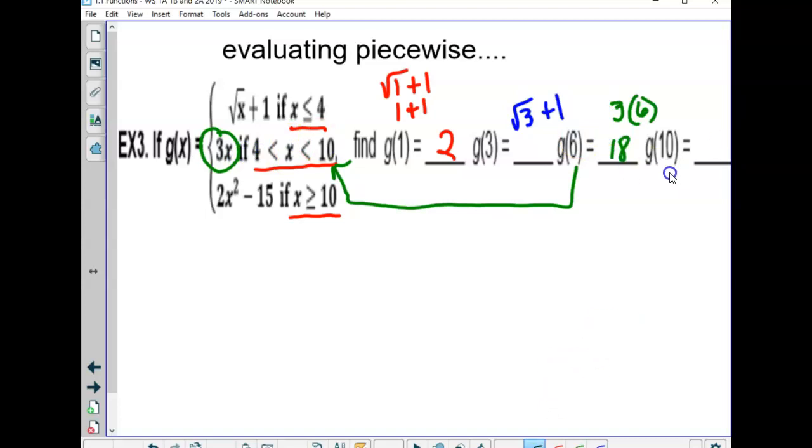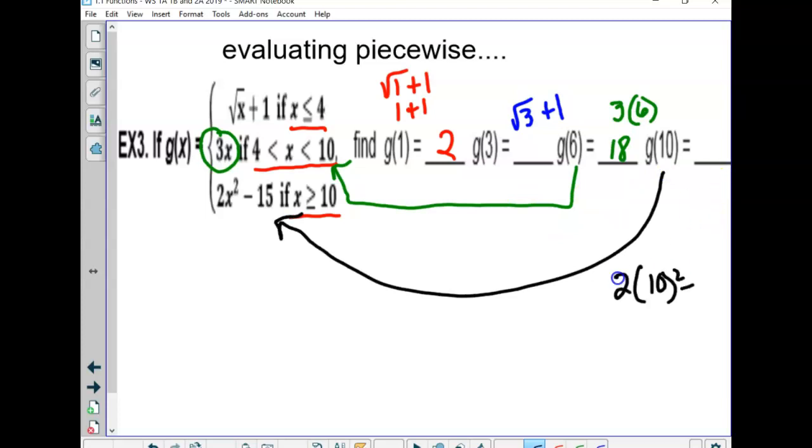And last one, g of 10. Yeah, 10 is greater than or equal to 10, right? So it has to go in this rule. So then it's 2 times 10 squared minus 15. I'm going 185. Anybody? This would be 100, 200 minus 15. Seem to be working. Okay.